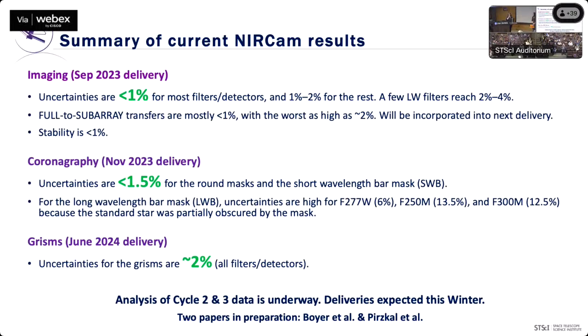But some of it is that I think in cycle 1, we were trying to be as efficient as possible, and we didn't get as many dithers as we maybe should have. And so once we add in the new data, we'll get better numbers, I think. Right, thank you.